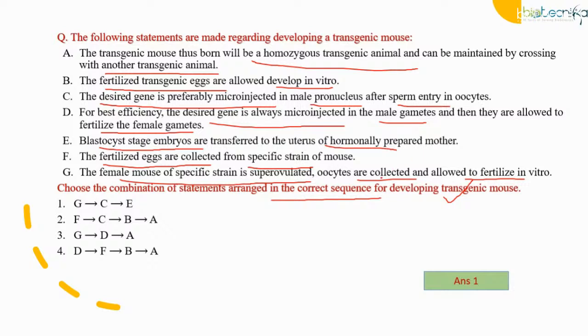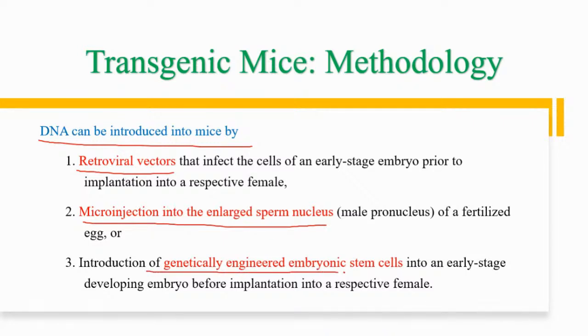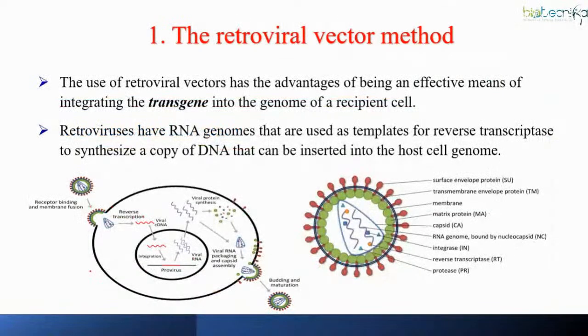So let's find out what the three methodologies are to get a transgenic mouse. As I told you, DNA can be introduced into the mice via retroviral vectors, microinjection into the enlarged sperm nucleus, or introduction of genetically engineered embryonic stem cells into an early stage developing embryo before implantation into a female. So the first one is the retroviral vector.